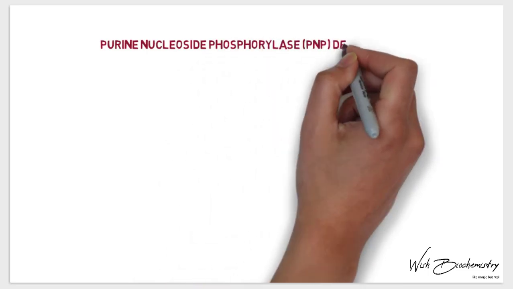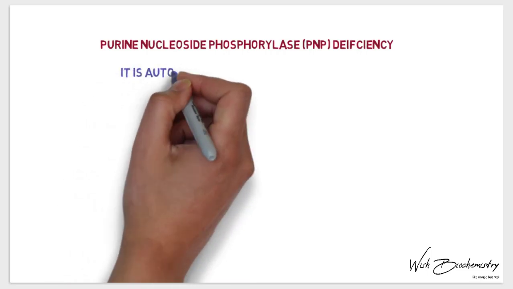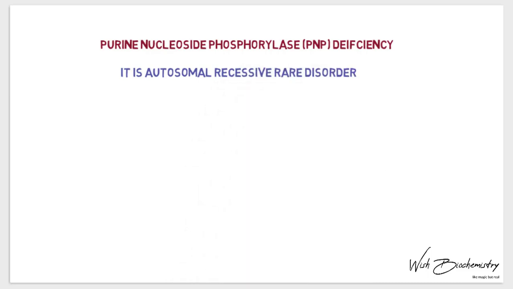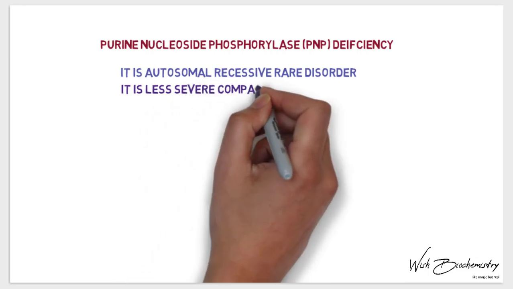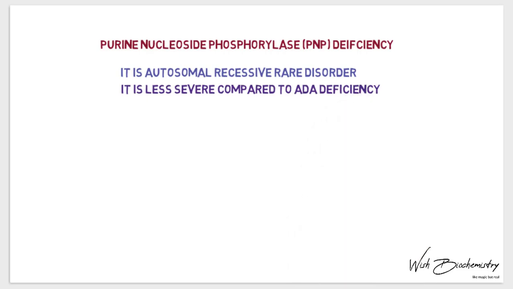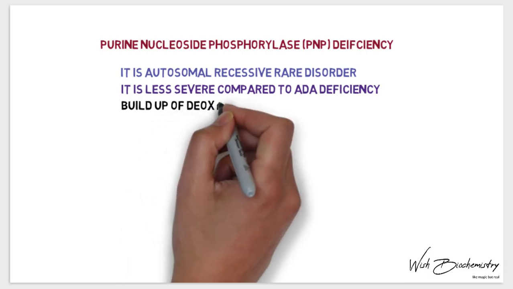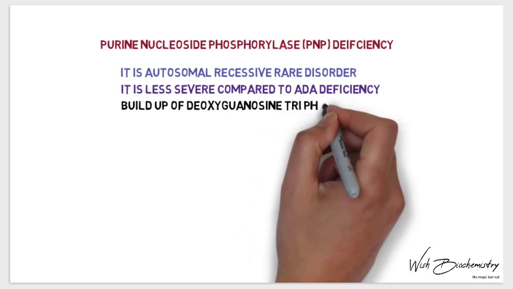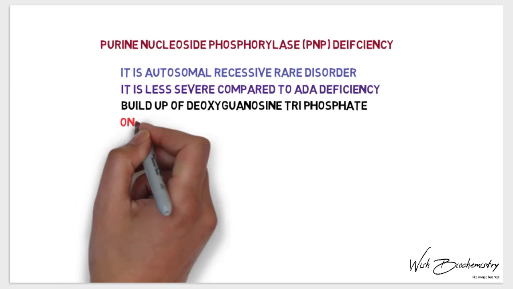Next is the Purine Nucleoside Phosphorylase deficiency caused by the mutations in the PNP gene. It is a rare autosomal recessive disorder. It is less severe compared to the adenosine deaminase deficiency. Purine Nucleoside Phosphorylase is called the housekeeping enzyme because it clears away waste molecules generated when DNA is broken down. Deficiency leads to buildup of deoxyguanosine triphosphate.